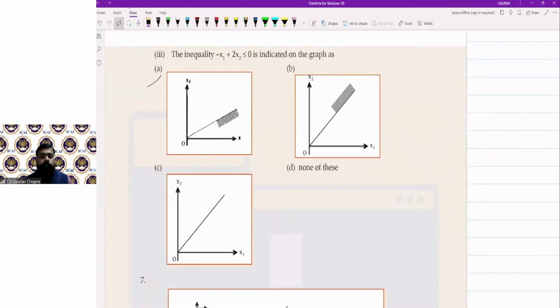Third one, the inequality minus x1 plus 2x2 less than equal to 0 is indicated on the graph as. So which one will be correct?